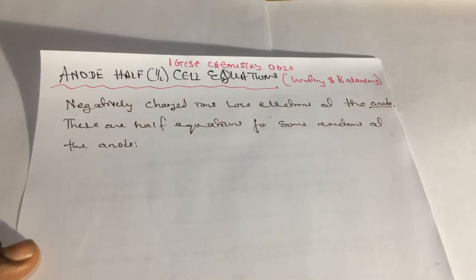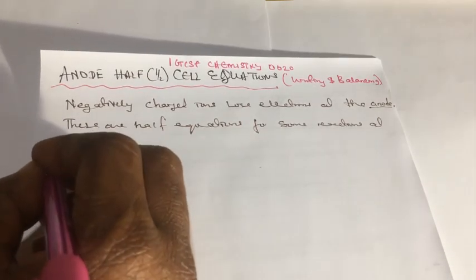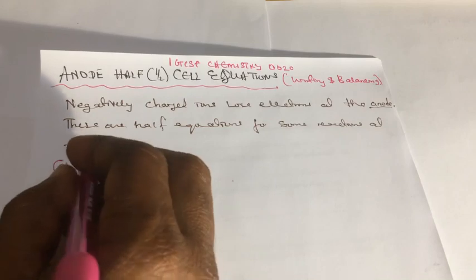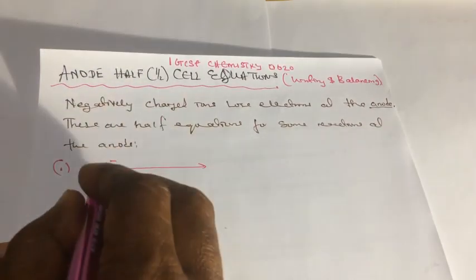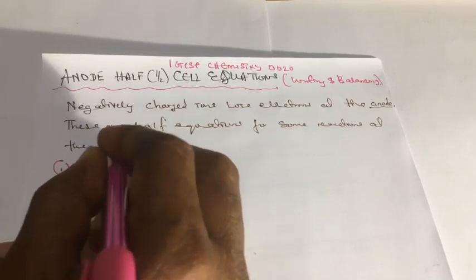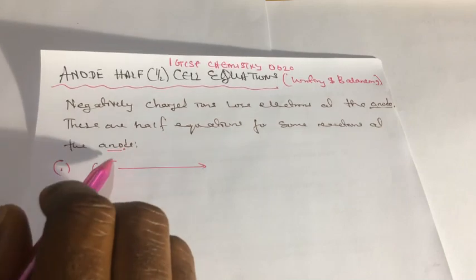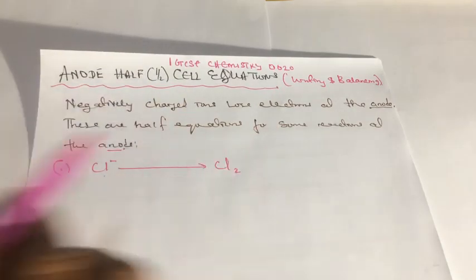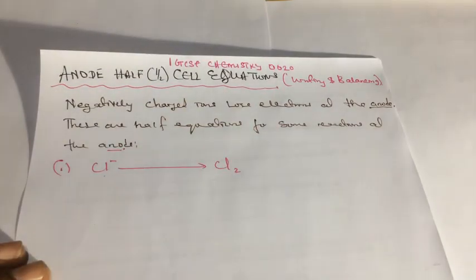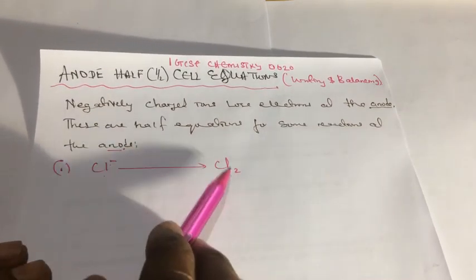Let's look at this closely. I'm going to start with the chloride ion. If you look at the chloride ion, it goes to the anode, because the anode is a positively charged electrode and these are negatively charged ions. Unlike charges attract, so it will definitely be formed at the anode. Now, chloride ion goes to the anode, and it forms chlorine gas.